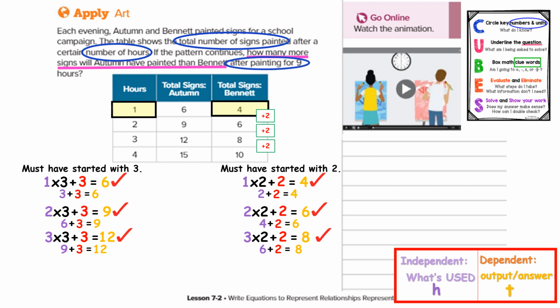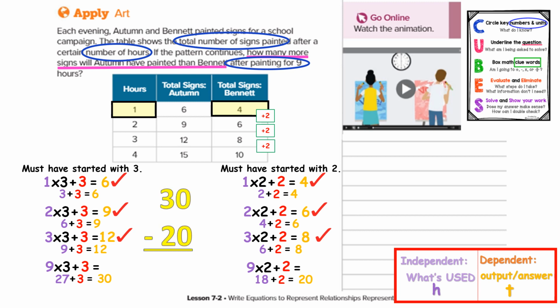Now, going back to the question I'm being asked, if we worked for 9 hours, I have to plug in 9 times the 3 that Autumn is able to make per hour, plus the 3 she started with. And 9 times 3 is 27, plus 3 is 30. And then with Bennett, I'm going to plug in 9, but I'm going to multiply it by the 2 because he can make 2 per hour. So 9 times 2 is 18 plus 2 that he started with, I get 20.